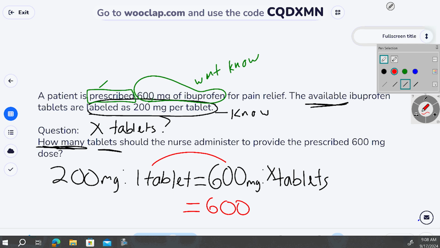So 1 times 600 is 600. That's the means. Now the extremes is the outside, what's 200 times X? 200X, okay. So now I'm stuck here with this. Again, I didn't bring those units of measurement down because I don't have to. So 200X equals 600. The goal again is to find out what X is. That was the whole goal of this.